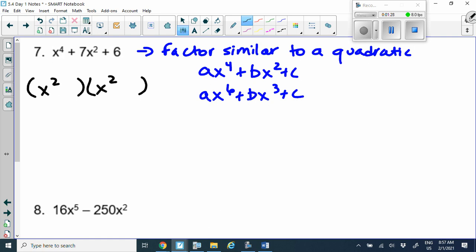So now let's figure out what numbers multiply to 6. Well, we have 1 and 6, 2 and 3. Which pair adds up to 7? Well, that's going to be 1 and 6, right? And to add up, we need to make sure both of these are pluses.